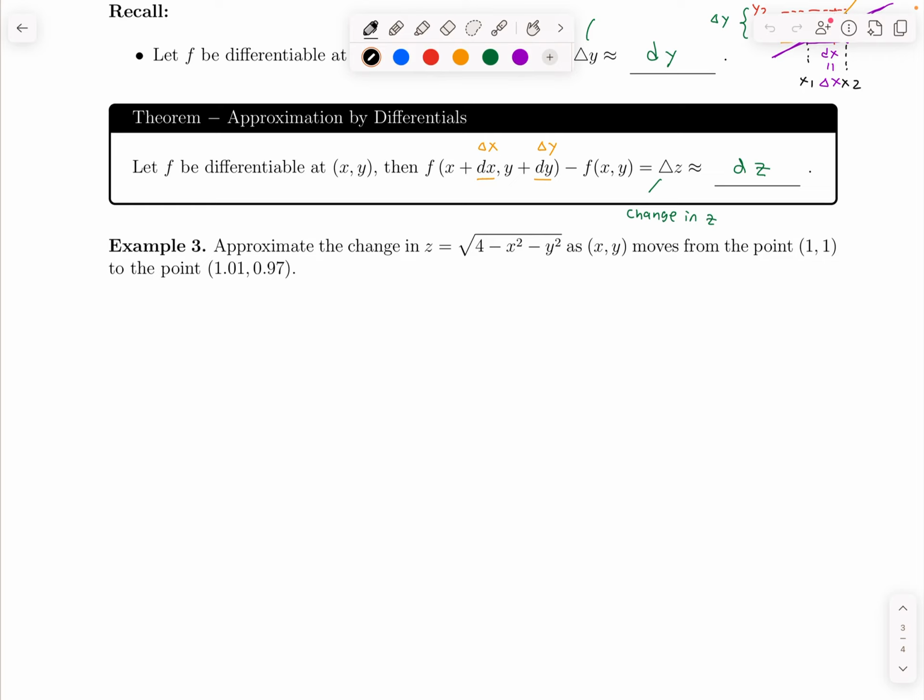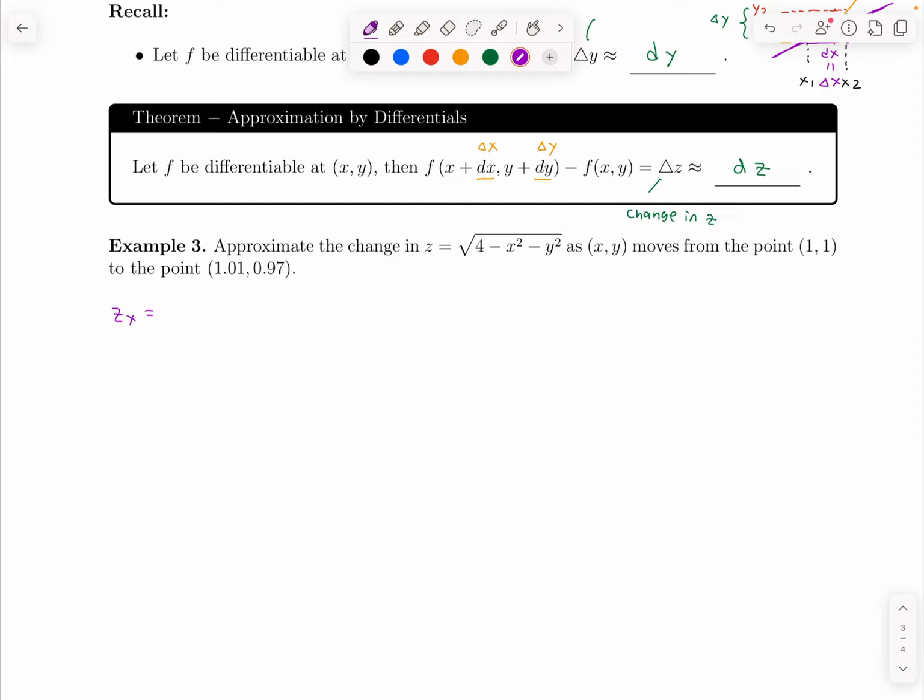Now, as you can see right here, you don't really want to find the true value, because I don't want to square 1.01. I don't want to square 0.97, and I definitely don't want to evaluate 4 minus this guy squared minus this guy squared and then take the square root. I will not do that. So the best thing I can do right here is to approximate. So that's why we want to use the total differential. To use the total differential, you will need the partial derivatives. So right here, notice that your z sub x.